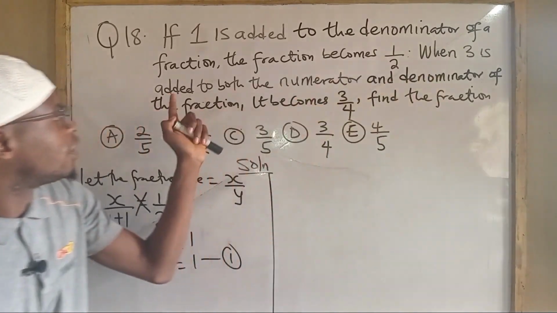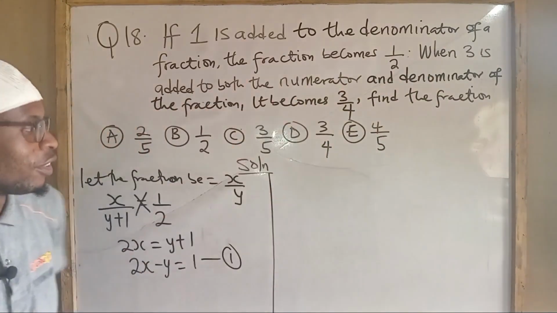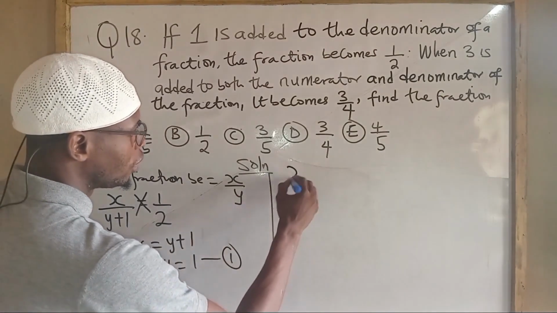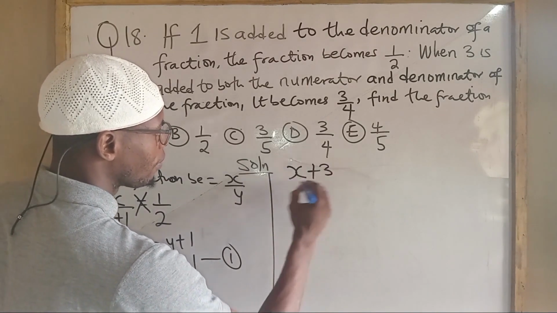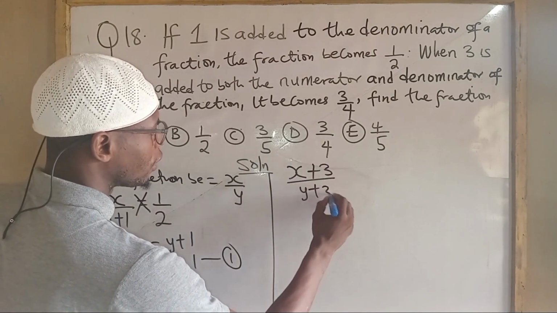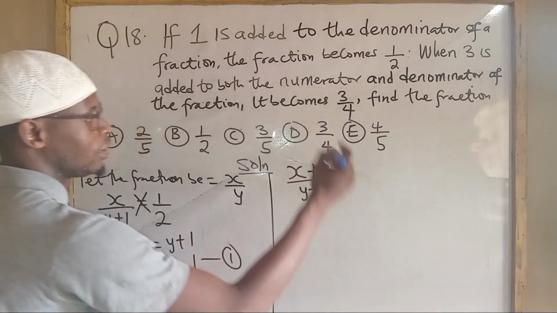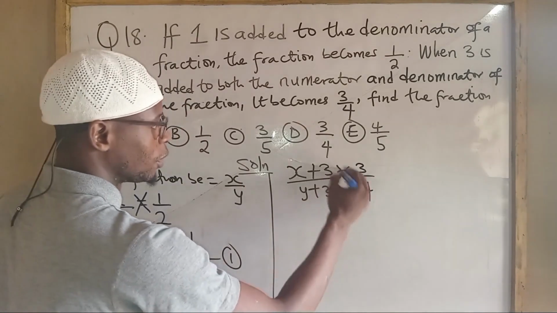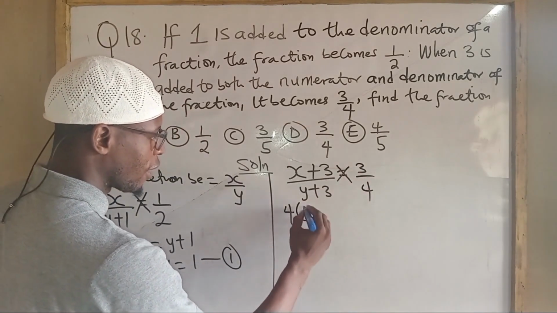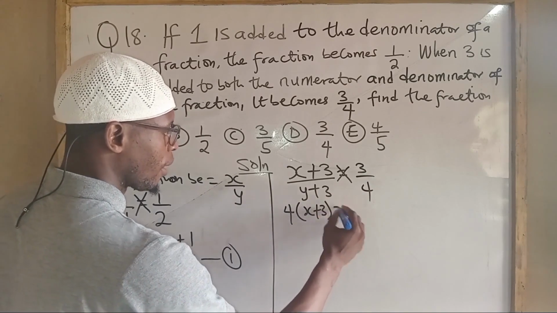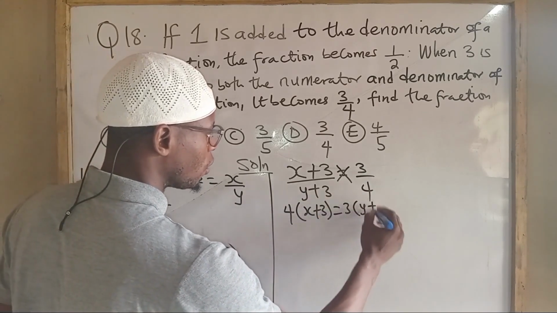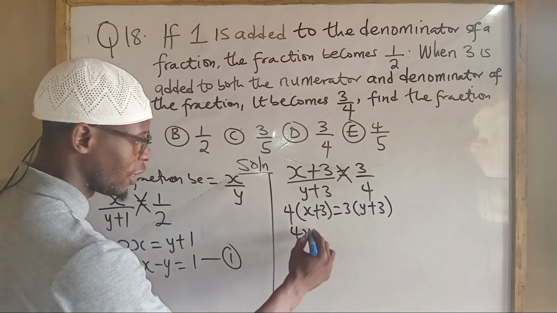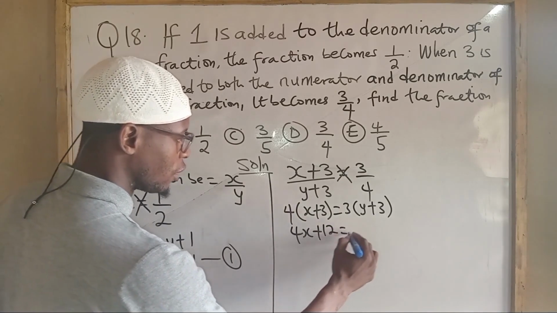When 3 is added to both the numerator and denominator of that fraction. So remember, this is still our fraction. So 3 is now added to both the numerator and the denominator. We have x plus 3 over y plus 3. So the fraction becomes what? 3 over 4. So let's solve this too. Cross multiply. We have 4 bracket x plus 3 is equal to 3 bracket y plus what? 3. So when you open the bracket, we can have it as 4x plus 12 is equal to 3y plus 9.